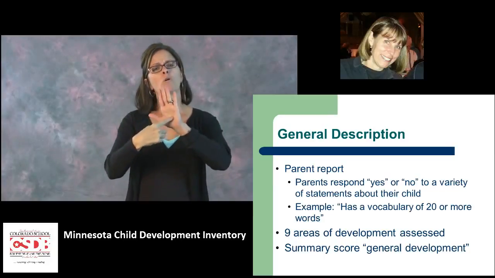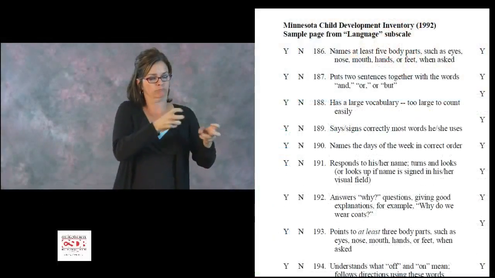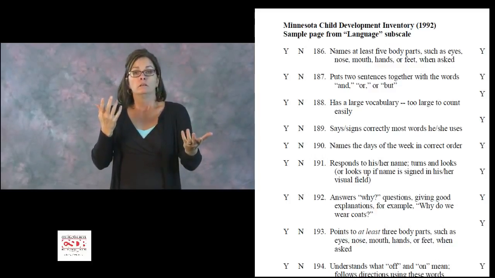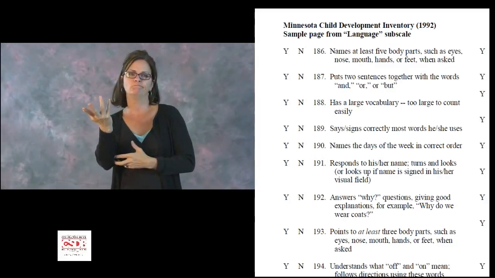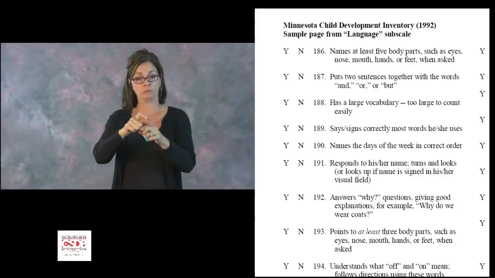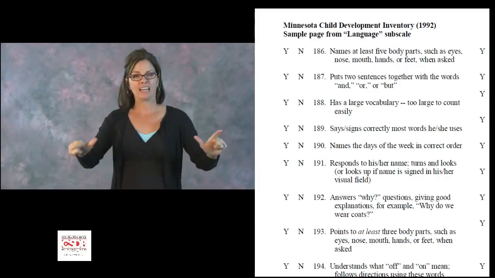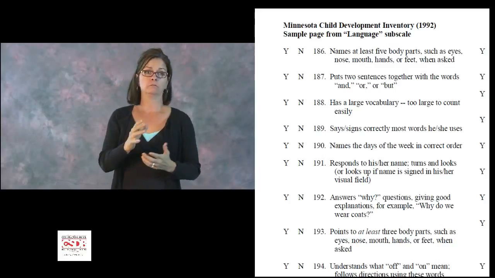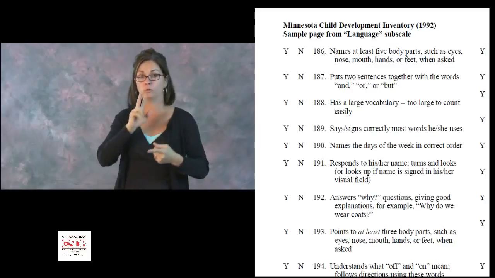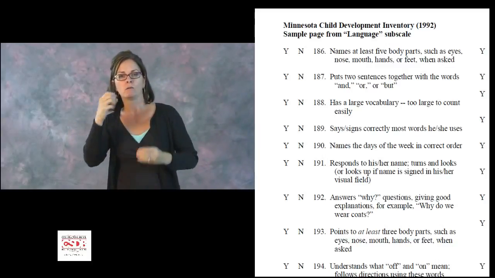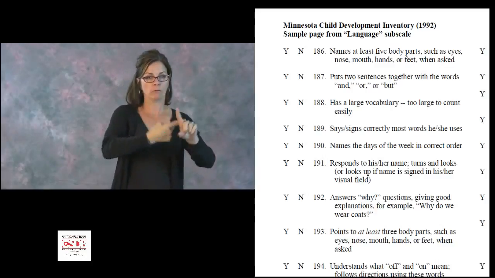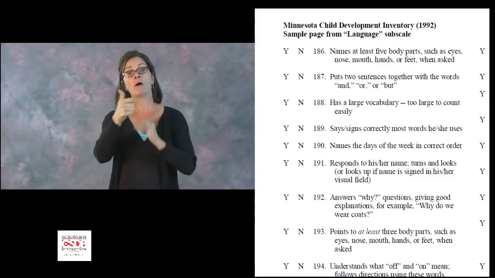Let me show you a sample page from this assessment. So let's take a look at item 189. Says signs correctly most words he, she uses. That would be an example from the language subscale. That would be a moderately difficult item. And remember that if you're using this particular assessment with children from birth to 3, many of the items are going to be items that are more appropriate for children as they get older. So the items on this particular assessment range all the way from 12 months of age up until 6 years of age. An example of a more difficult item would be number 187.